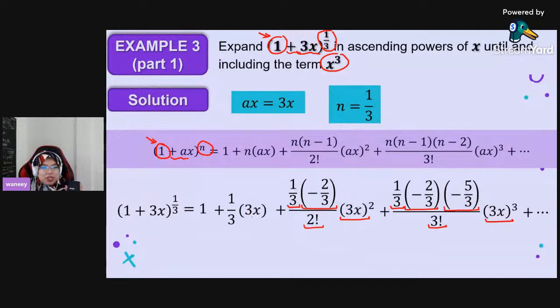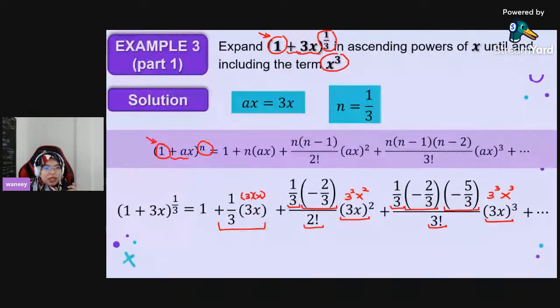I do see 3 multiply with x, so I'm going to separate the number as well as the x. So 3x squared becomes 3 squared x squared, and 3x cubed becomes 3 cubed x cubed. Once you separate them, it will be easier for us to use our calculator. The first term is already 1, so you just need to calculate the other terms.